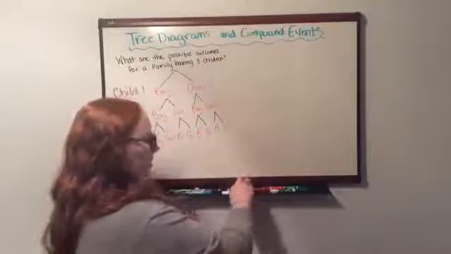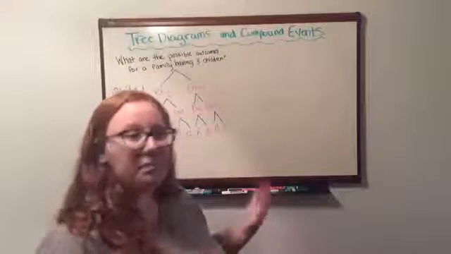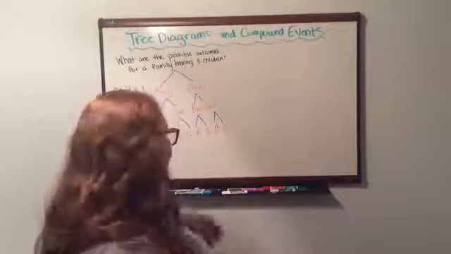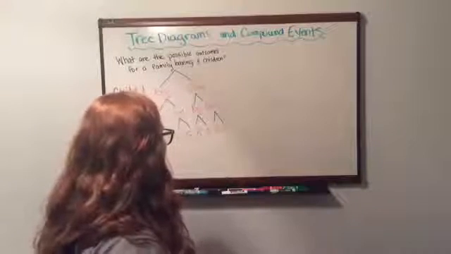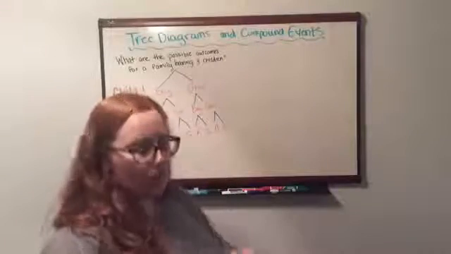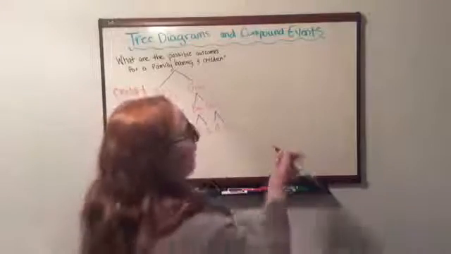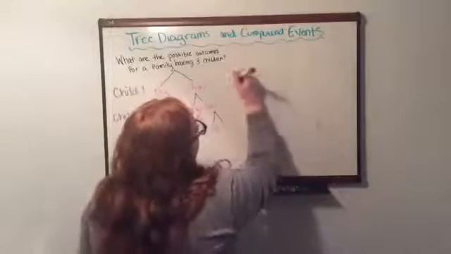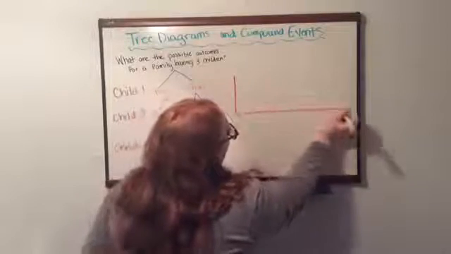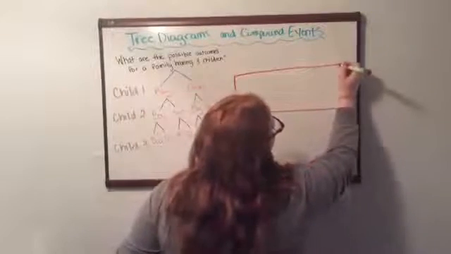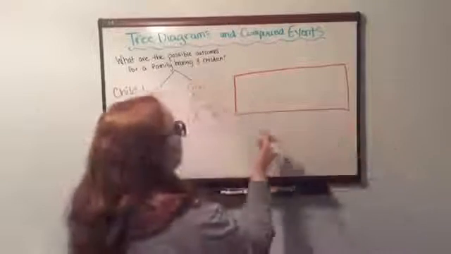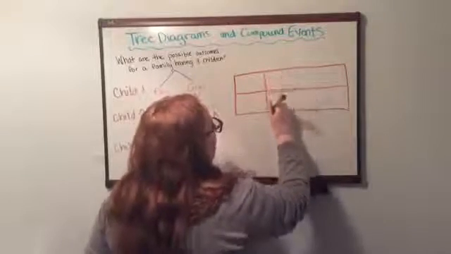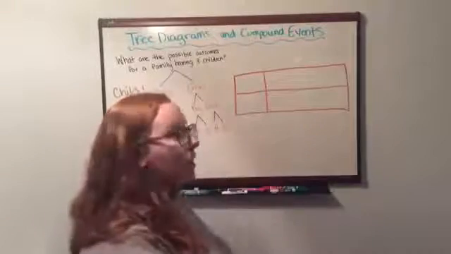Well, these parents don't care exactly what order they have boys and girls in. They just want all boys. So let's look at all the different possibilities where they can have all boys. So we're going to look at it as a probability model. So I'm going to draw my table here. If you don't remember what a probability model is, it is just something to help us see what the chances are, what the probabilities are for each different outcome.